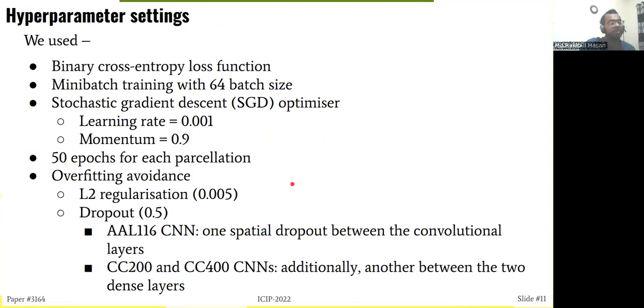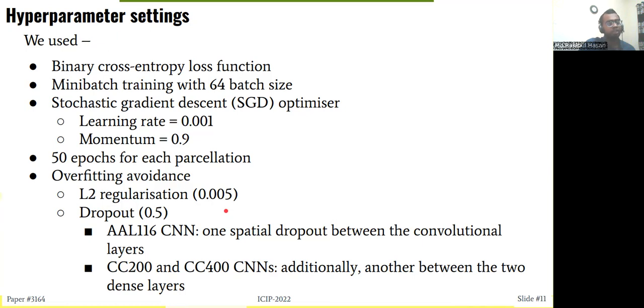Now, these are the hyperparameter settings. We used binary cross entropy as loss function. We used mini-batch training with 64 batch size. And for optimizer, we use stochastic gradient descent with the following learning rate and momentum. We trained each parcellation for 50 epochs, and we noticed that there was an overfitting issue. So we used L2 regularization with 0.005 as the parameter value.